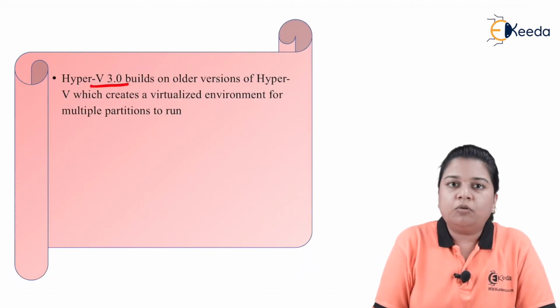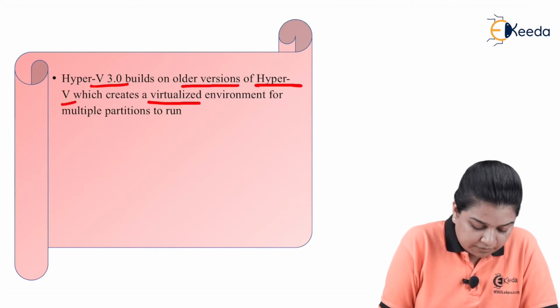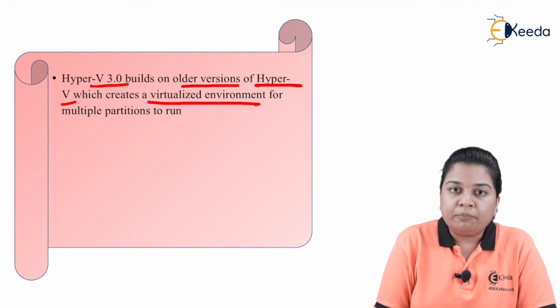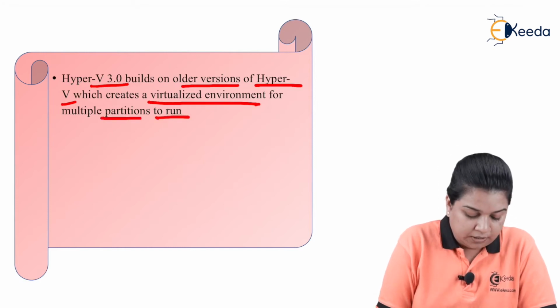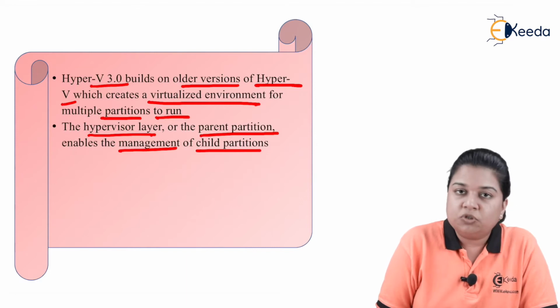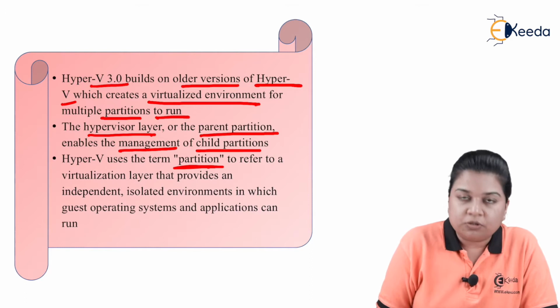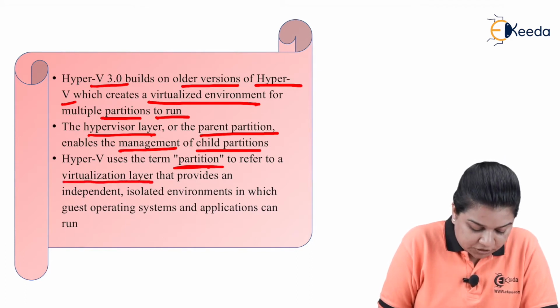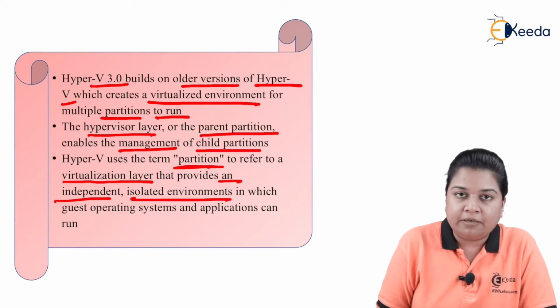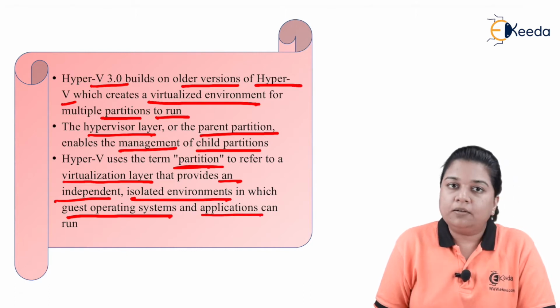Hyper-V 3.0, or Hyper-V builds, an older version of Hyper-V, creates a virtualized environment for multiple partitions to run. The hypervisor layer on the parent partition enables the management of child partitions. Hyper-V uses the term partition to refer to a virtualization layer that provides independent, isolated environments in which guest operating systems and applications can run.